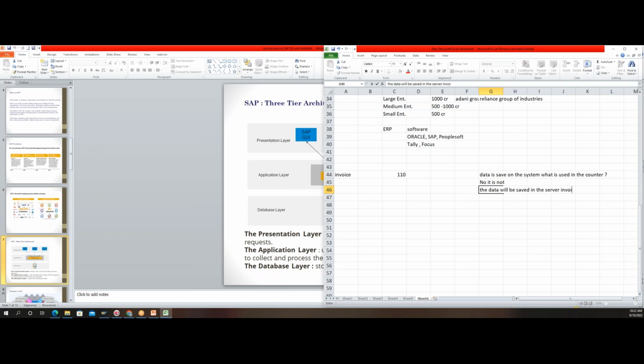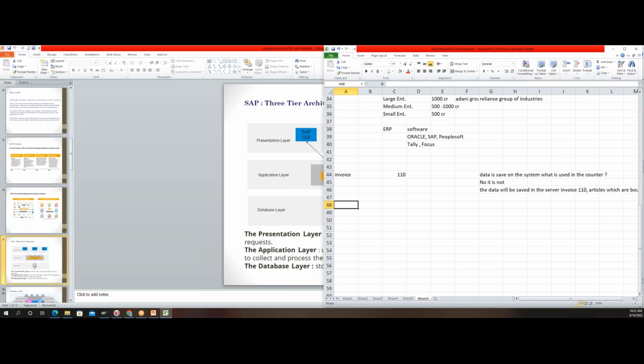It will save invoice number 110. What will be inside invoice number 110? All the articles which are bought by the customer, right? Now let's understand and correlate this with the three-tier architecture.